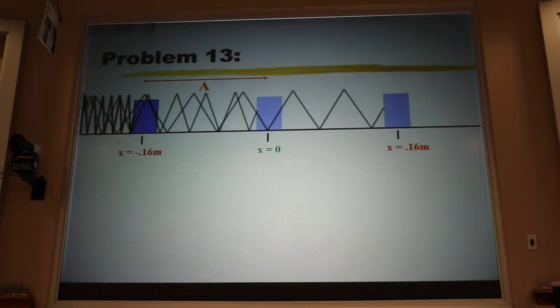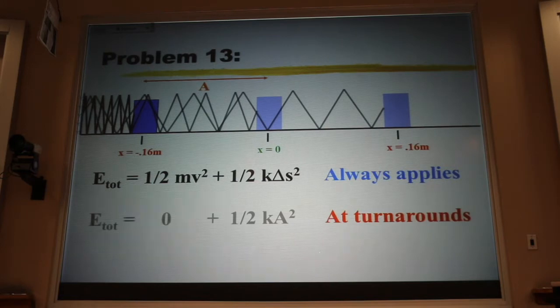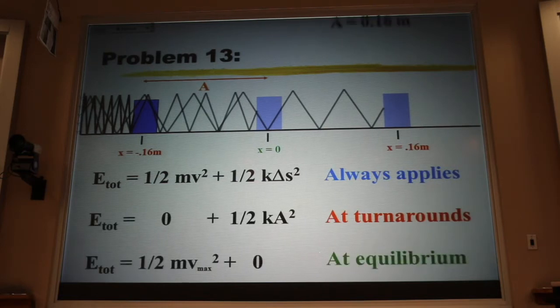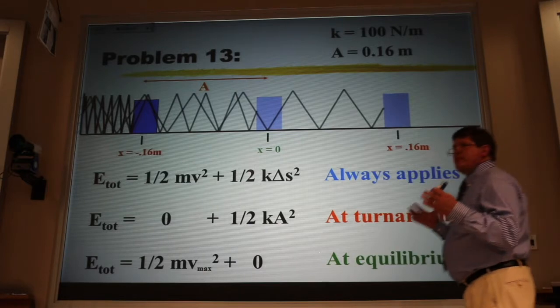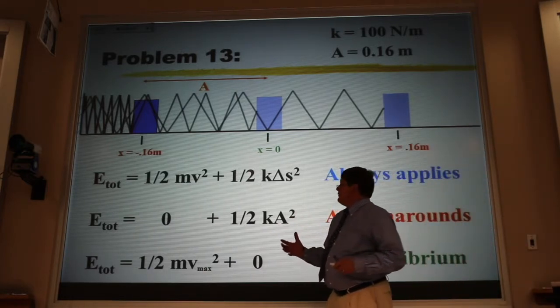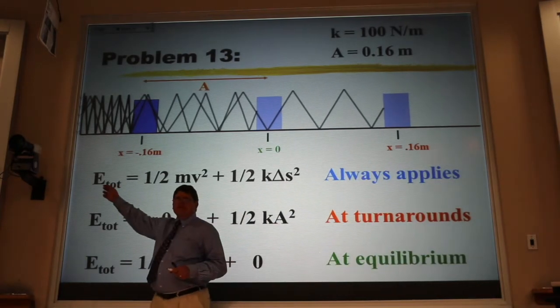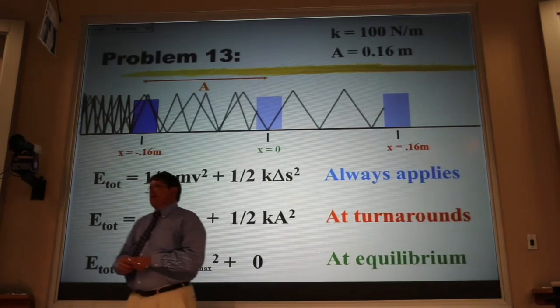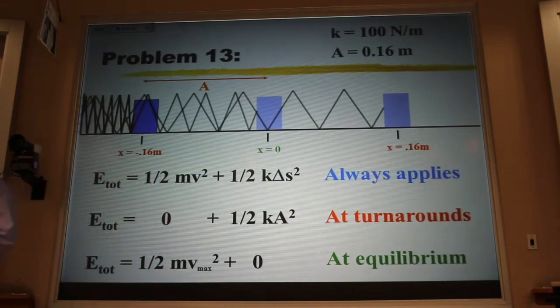Now, in this problem, we are given the value of the spring constant and the amplitude. The first step in solving one of these problems is always to find the total energy. Usually that's part A of the problem. But if it's not part A of the problem on the exam, the first thing you should do before anything else is find the total energy.